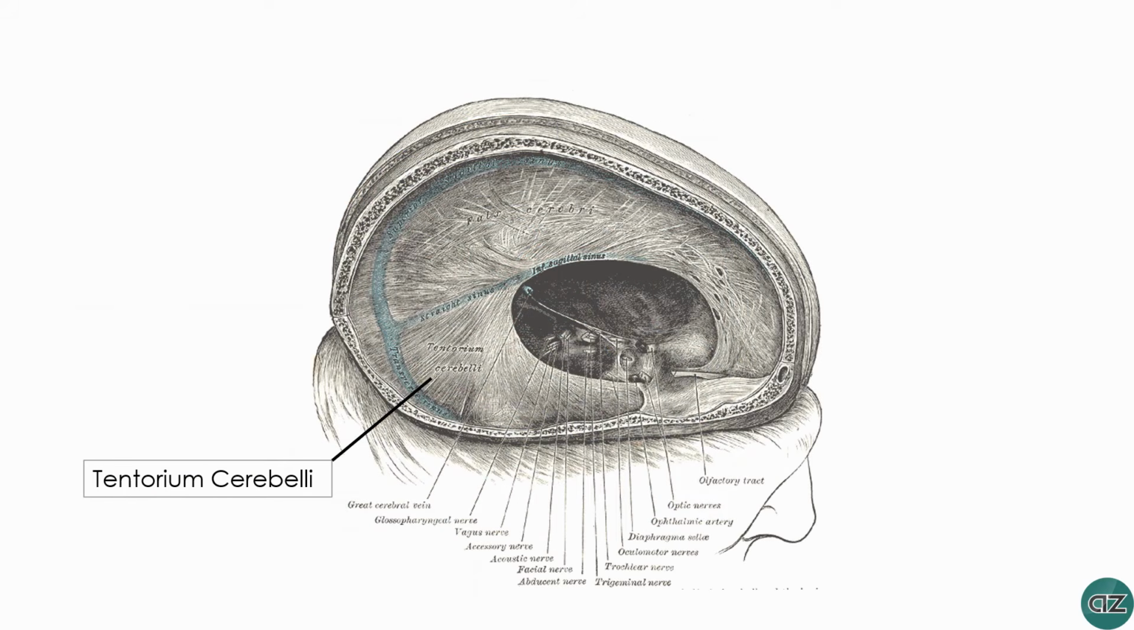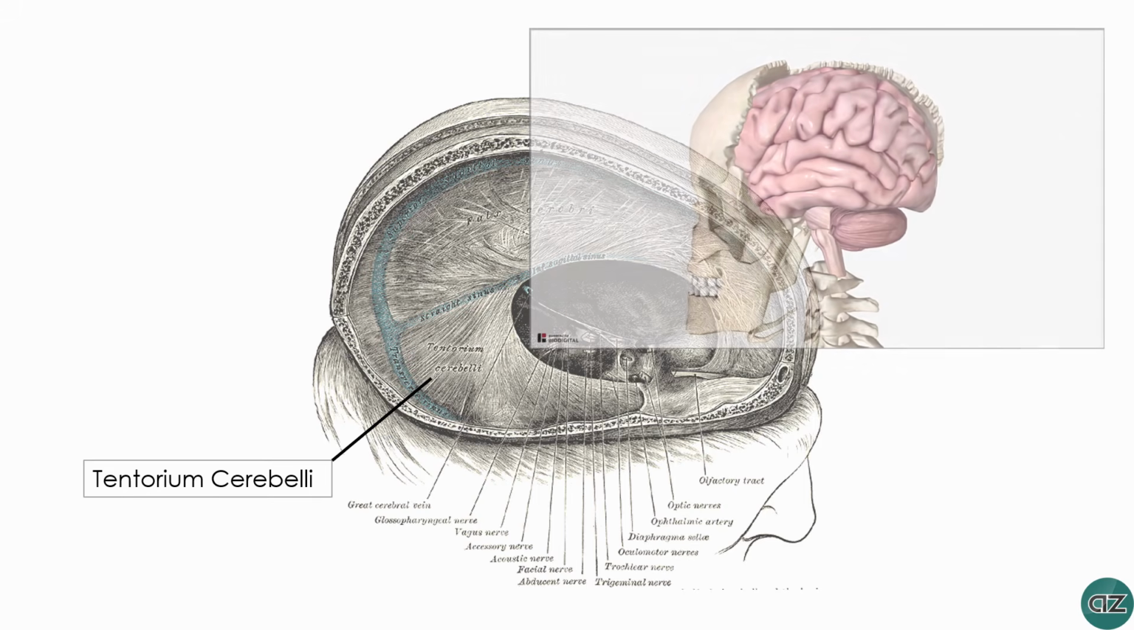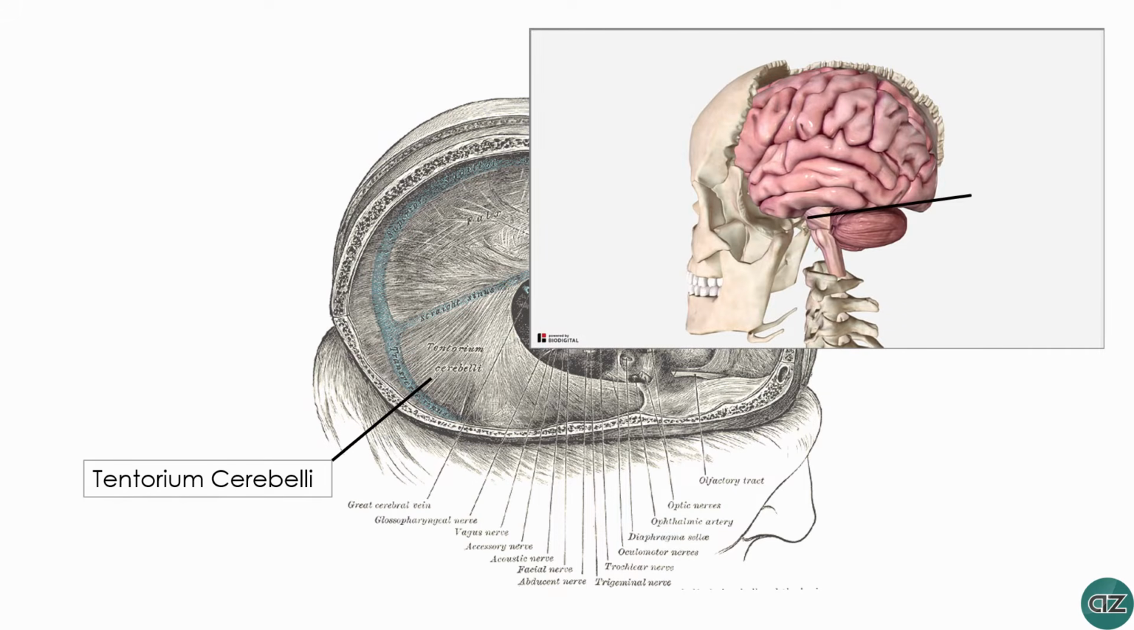I've switched to another illustration, and here we can see the tentorium cerebelli. You can see how the fibres of the falx blend into the tentorium cerebelli, which is situated posteriorly. This is the second largest dural fold. The word tentorium is Latin for tent, so this fold separates the occipital lobes from the cerebellum and forms a tent-like structure over the cerebellum.